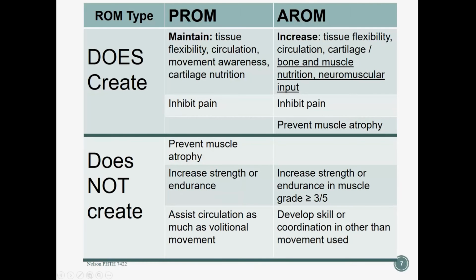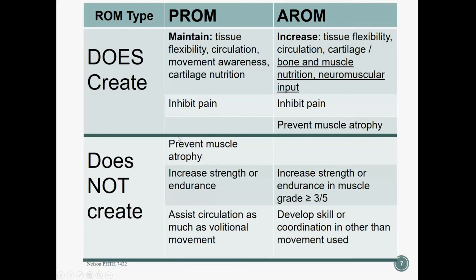So what does range of motion do? Passive range of motion maintains tissue flexibility, circulation, movement awareness, and cartilage nutrition. It also inhibits pain. Active range of motion does the same. It inhibits pain. It also can increase tissue flexibility, circulation, and cartilage, bone, and muscle nutrition. Because we're using the muscle cell, we get a little bit better stress strain on the collagen fibers within the muscle. There's also some neuromuscular input because, again, we're activating the muscle, so we can actually prevent some muscle atrophy, whereas that's not the case with passive range of motion.